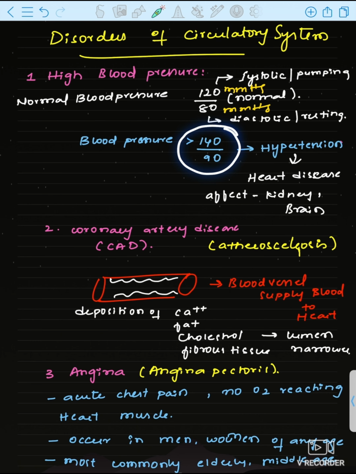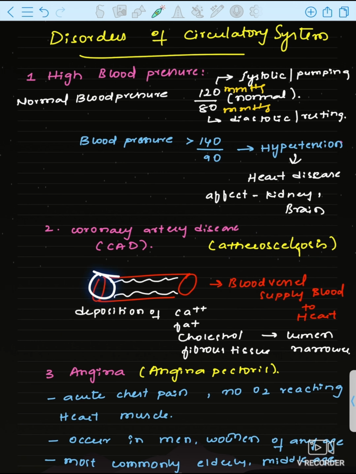When blood pressure is more than 140 by 90. These are the values it should be having, or more than 140 by 90, it is called hypertension. Means heart disease will occur and also affect the kidney and brain. Okay. Now high blood pressure is one disorder. Next, coronary artery disease, that is CAD. What is meant by this? It is also called as atherosclerosis.